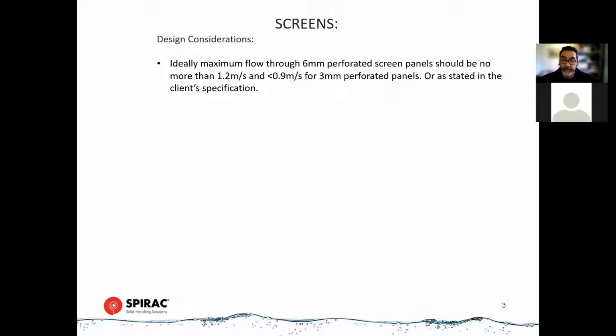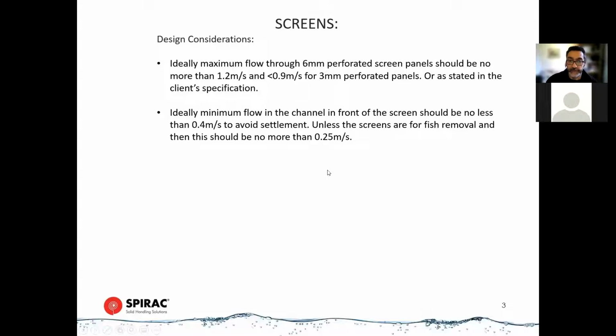So if you can limit the design to 1.2 meters per second by selecting the correct width of channel and the correct perforation size, then that's ideal. For 3 millimeter perforated panels, it's usually less than 0.9 meters per second because velocities higher than that will extrude through the small perforations. Or sometimes the client has his own specification, but generally we work to 1.2 meters per second as a rough guide for 6 millimeter.